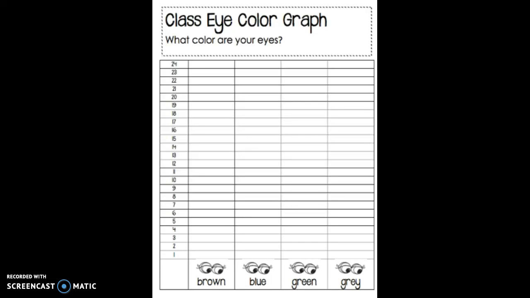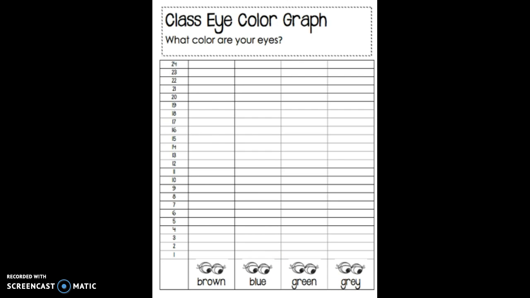Hi, boys and girls. Today we are going to learn how to graph your friend's eye color. So you're going to need a few things. You're going to need this paper, and you're going to need either your pencil to graph, or you can get a brown, blue, green, and gray crayon to graph your friend's eye colors. Pause the video and get your materials.